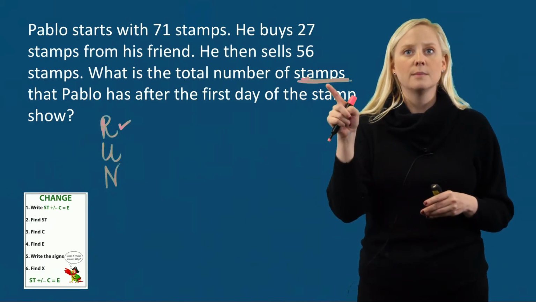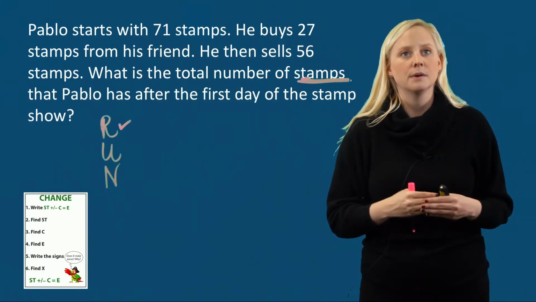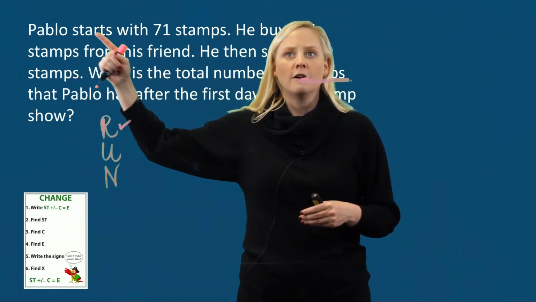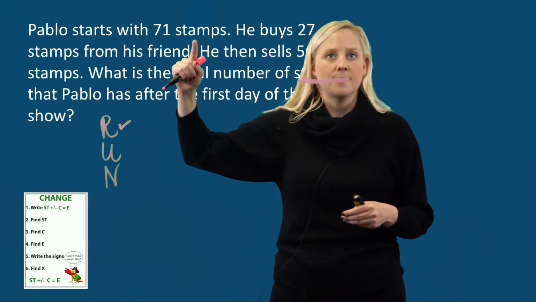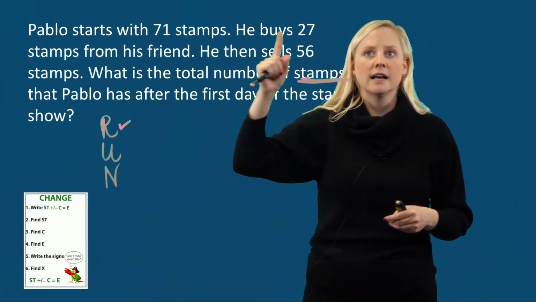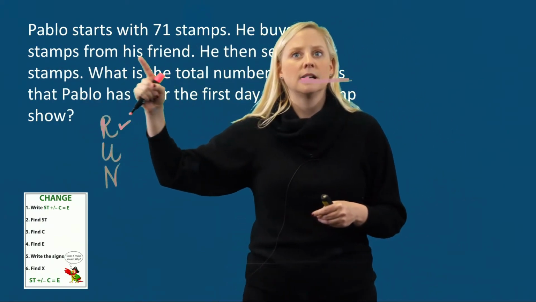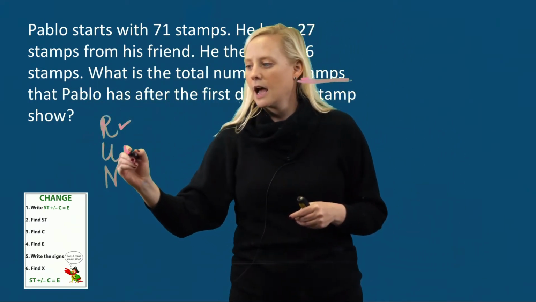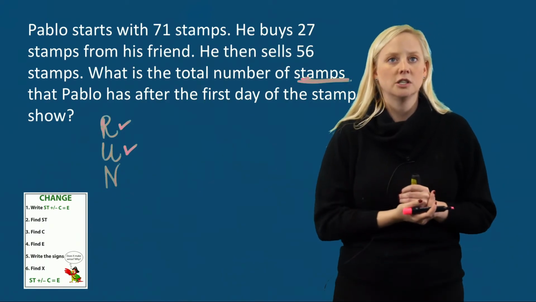We identified our label as stamps, so let's scan the numbers and make sure that everything is talking about stamps. Our first number, 71, that's about stamps. Our next number, 27, that's about stamps. And our next number, 56, that's about stamps. I know I don't have any irrelevant information.